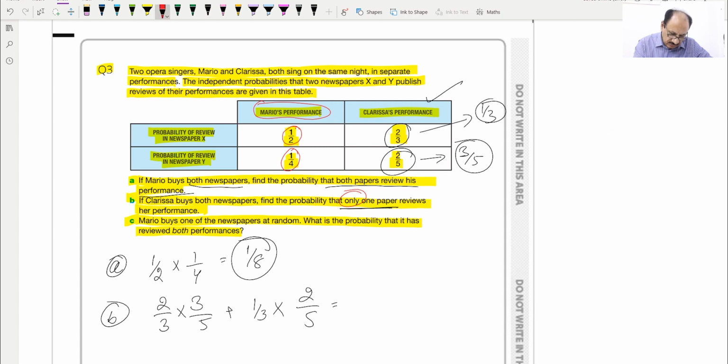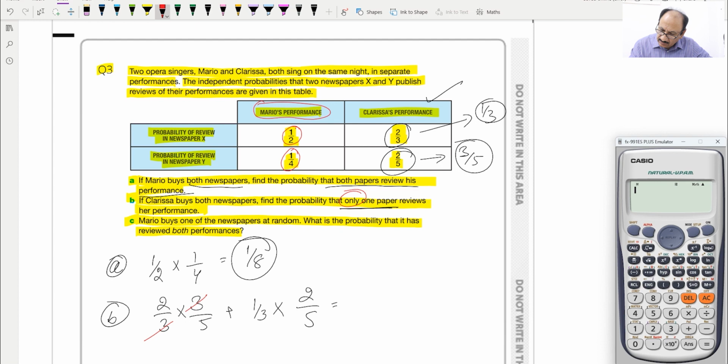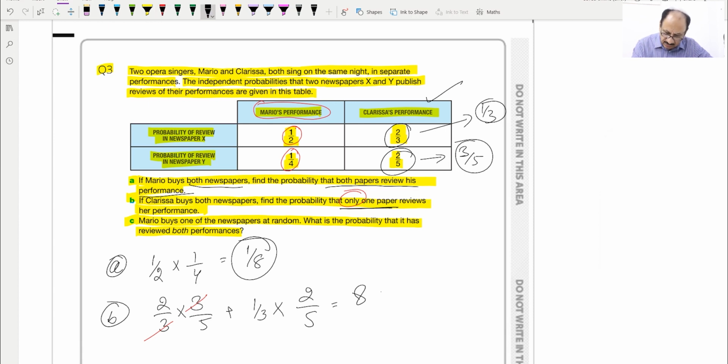Basically we can cancel 3 and 3. This will be 2 by 5. So we can write here 2 over 5, and plus this will be 2 over 15. So 2 over 15, and this is giving us 8 over 15. So we can write here the answer as 8 over 15 for B part.